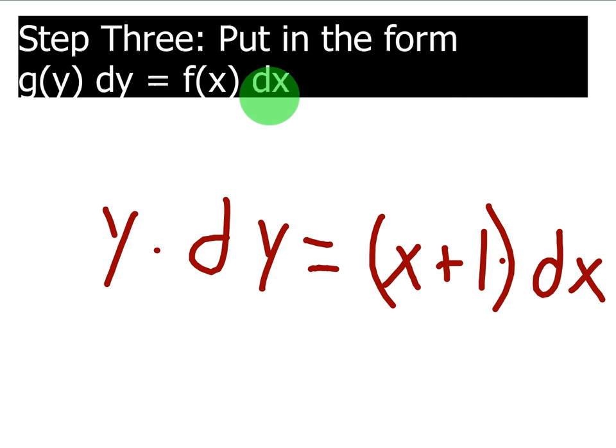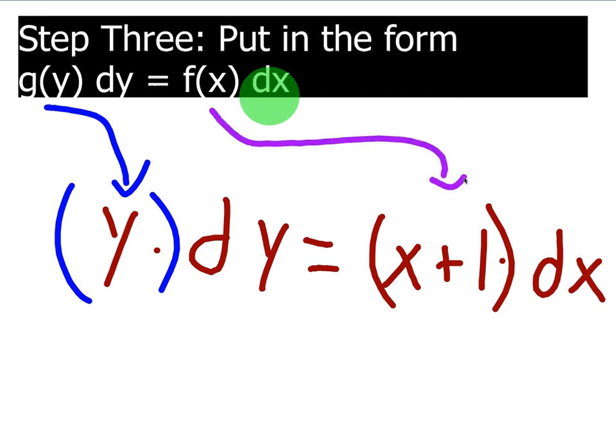Basically what that means is this right here is my g of y. It's a function in terms of y. I'll put that in blue parentheses, even though it doesn't really matter. And then over here, this is my f of x. This is my function in terms of x. And then next to those particular expressions, we have the dy and the dx. So again, step 3, make sure you put it in this form, g(y) dy equals f(x) dx. It's going to make your integration a lot easier, which leads us to the next step.